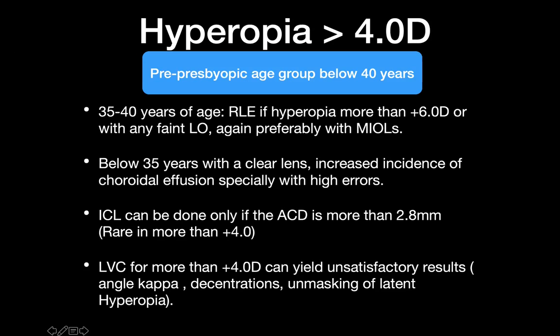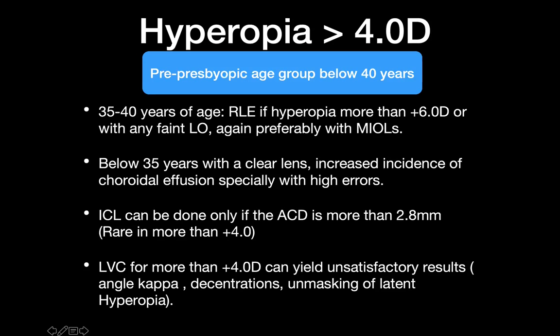ICLs can be done only if the anterior chamber depth is more than 2.8 millimeters. And again, this is not something that we see every day. If you have a patient who is under 35 years of age, has hyperopia more than 5 diopters, it is unlikely that his anterior chamber depth will be more than 2.8 millimeters. But if you have that, then you can go ahead and implant an ICL.